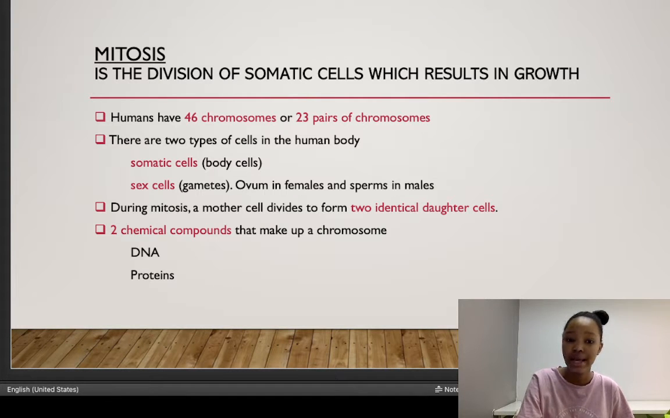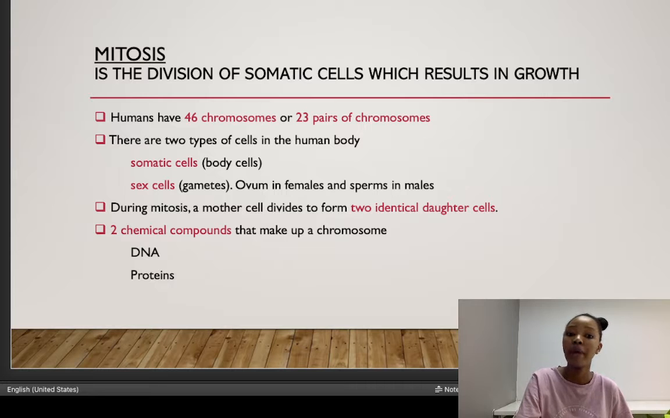During mitosis, a mother cell divides to form two identical daughter cells. That is the aim of mitosis, to form two identical daughter cells. One important thing that you should know is that those daughter cells are identical to each other, and they are also identical to the mother cell.